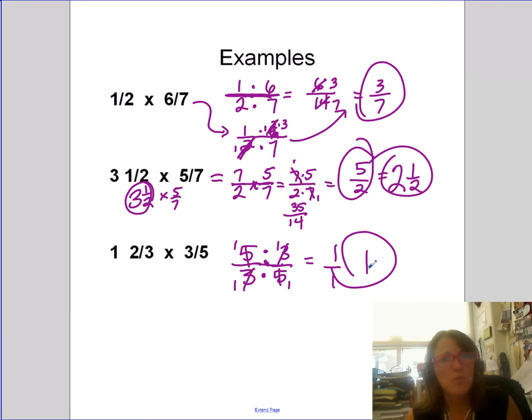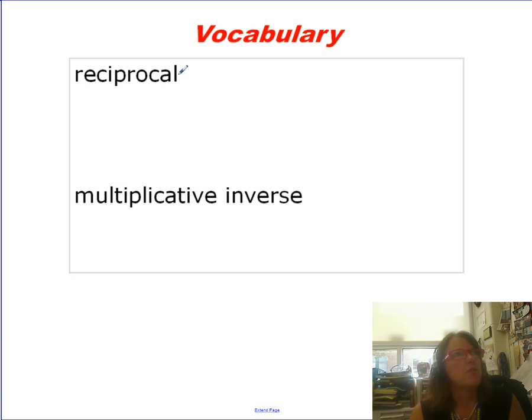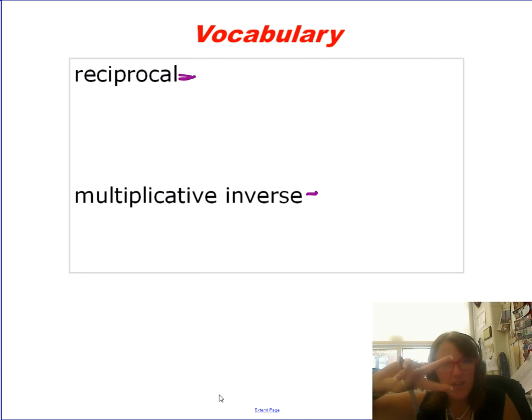That is very cool. And in fact, the reason I wanted to show you that is because there are some cool properties when we get into dividing here. Do you remember how to divide fractions? Do ya? Do ya? We got to talk about two terms here. So look at your vocab words for today. Reciprocal and multiplicative inverse. Isn't that a great word? Multiplicative. Nice. All right. Reciprocal. Does that sound familiar? If I go like this to you, does that even make it more familiar?